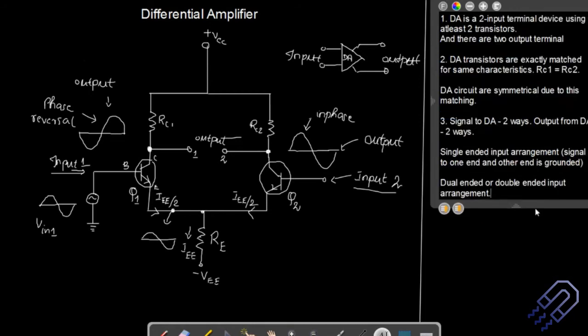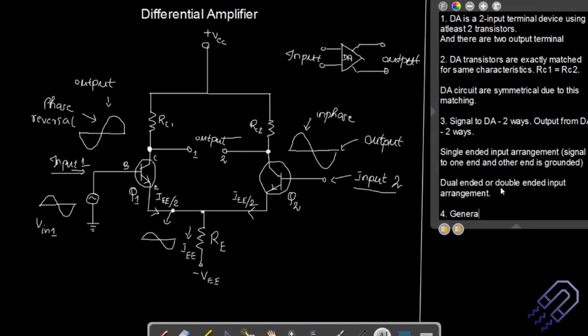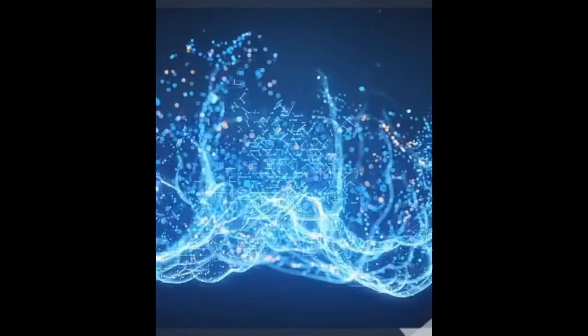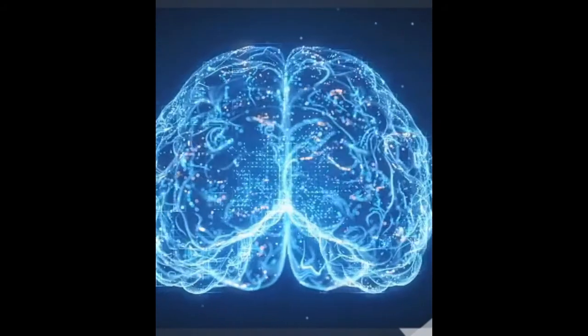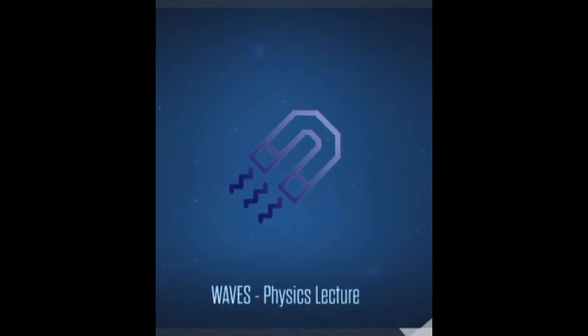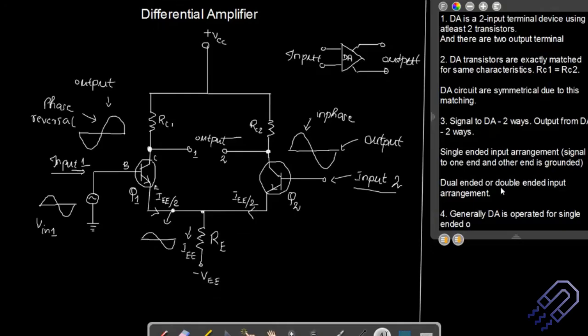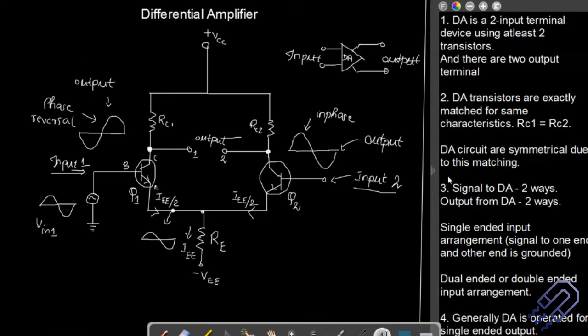I have to write down one more point, so I'll just make it a bit smaller. I think you can still read it. Okay, so in general, a differential amplifier is operated for single-ended output. Single-ended output use of an op-amp or the differential amplifier is quite popular. You can take this point as a normal note. So this is how we are talking about the differential amplifier.